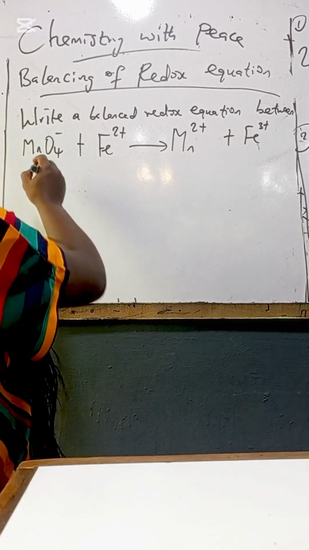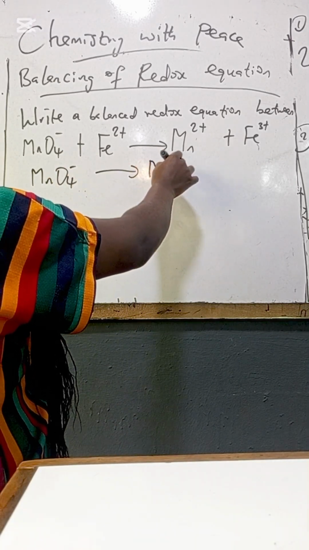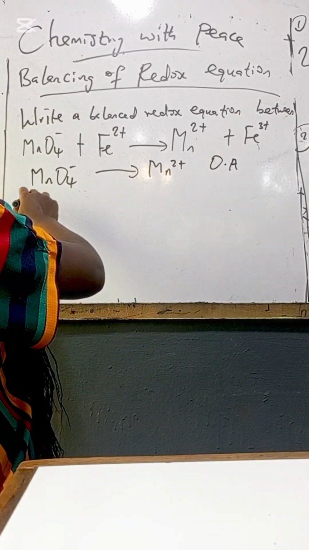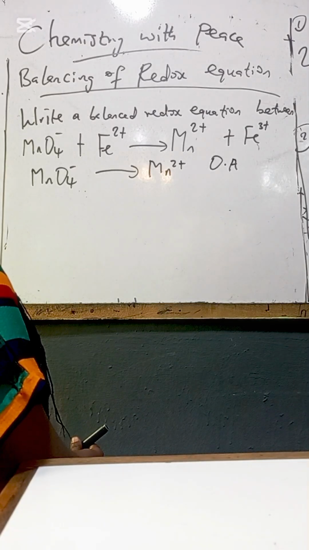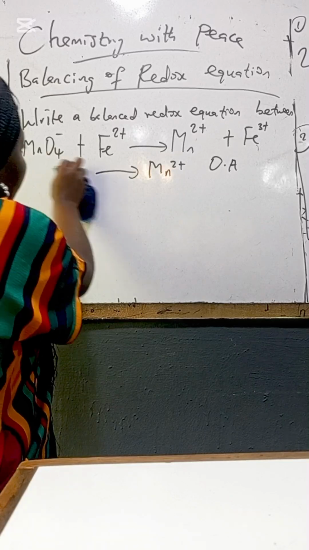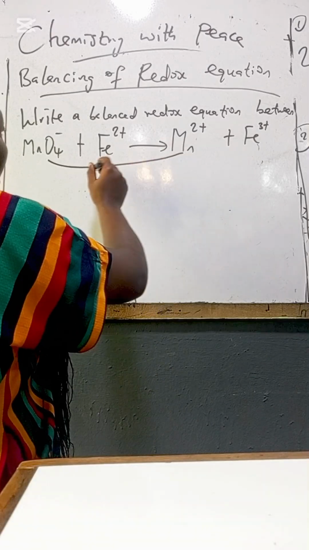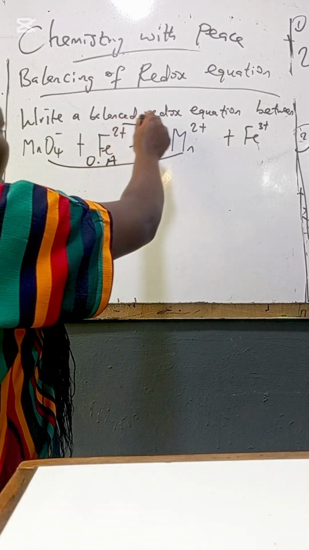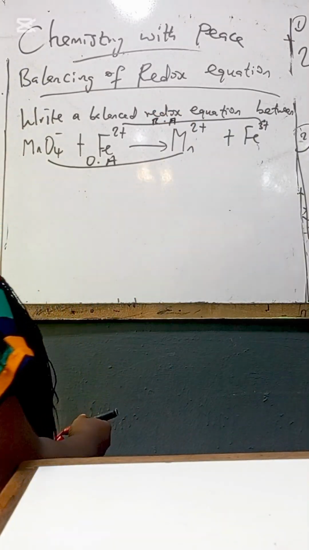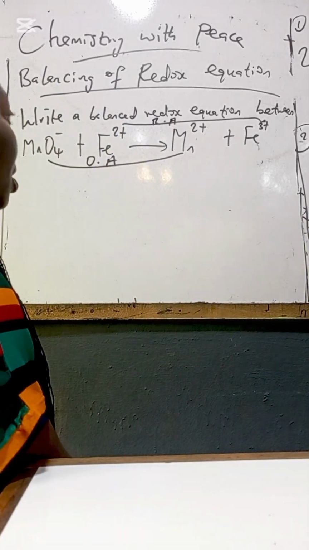So first of all, let's identify. We have MnO4 minus going to Mn2 plus. This is the oxidizing agent. We are going to balance this particular one first, then we go to the other one. Okay, let me set it this way. Because we are managing both, this is the oxidizing agent, and this one here is the reducing agent. So we are going to balance that of the oxidizing agent first before we go into that of the reducing agent.